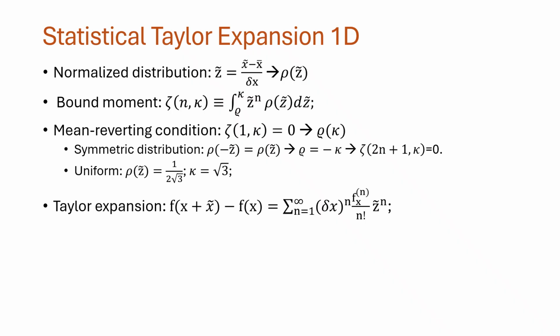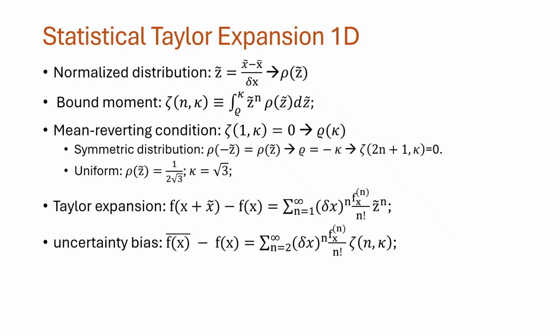So here is a Taylor expansion, the standard Taylor expansion formula, right? And we have x, and we have a small value 2x, right? And we can use Taylor expansion. But if we use normalized distribution, the formula changes slightly, right? Then we integrate this over the distribution range, and there's a difference between the mean of the output function and the value of the function, and we define this as uncertainty bias.